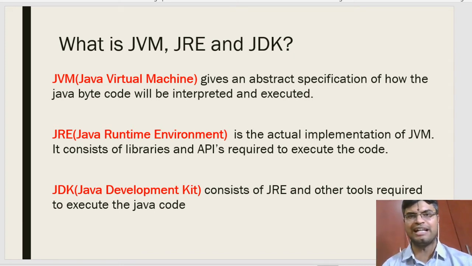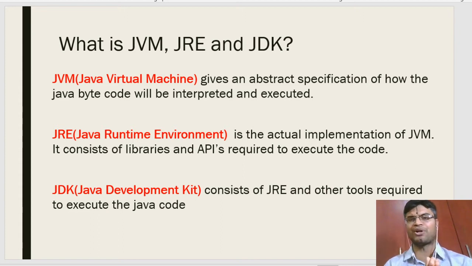You can read it on the slide. It gives an abstract specification of how the Java bytecode will be interpreted and executed. It is only a specification. It is not the one which is actually converting the bytecode into machine dependent code. We actually have something called as JRE, or Java Runtime Environment, which actually implements whatever JVM is specifying, right? So basically it will convert the bytecode into the machine dependent code. It consists of different libraries and APIs, your application programming interfaces, which are required to execute your code. So JRE is responsible for that, guys.